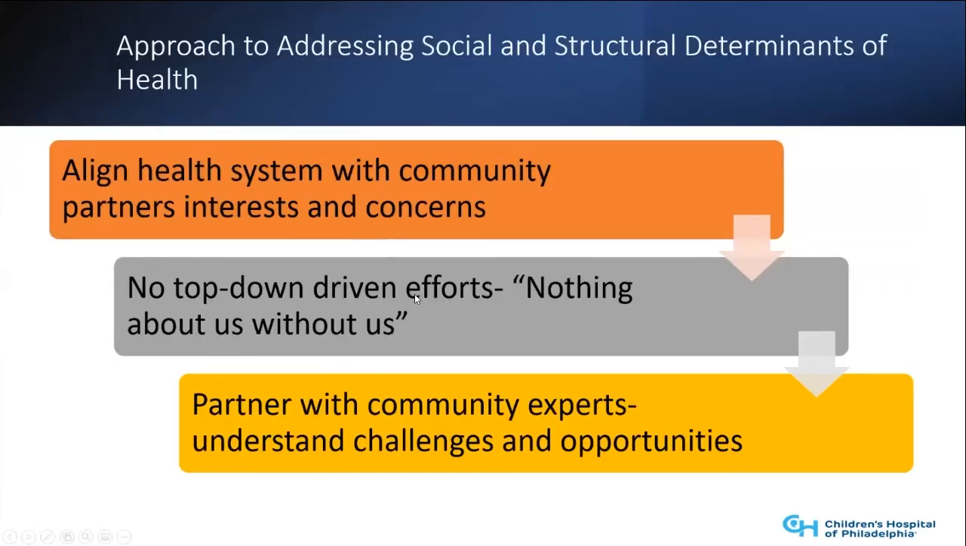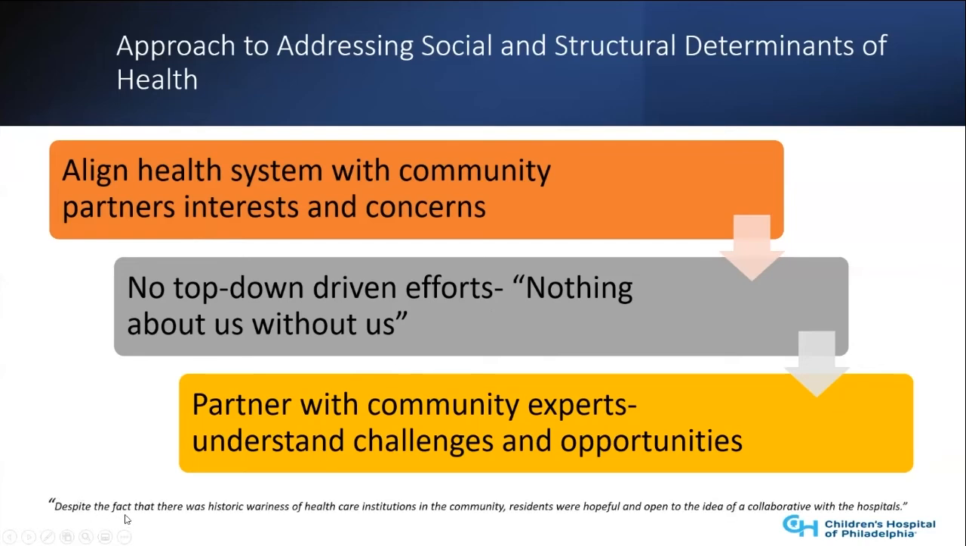And then they wanted to align their health system with community partners' interests and concerns, and really not to have any top-down driven efforts. So this whole quote, "nothing about us without us," means that the community is there and really a part of their solution making as well as their decision making. And then they want to bring in community experts to understand challenges and opportunities.